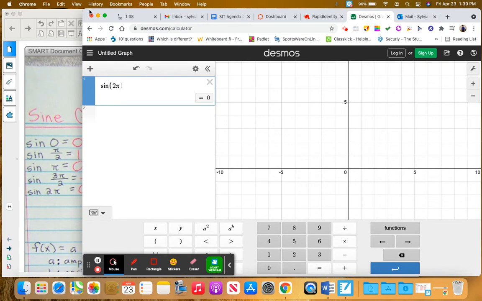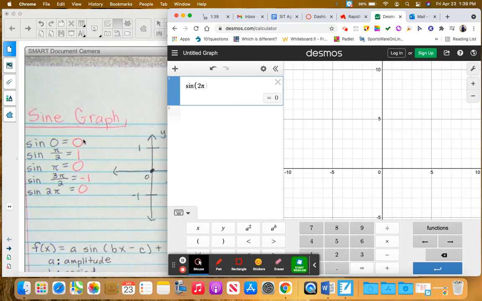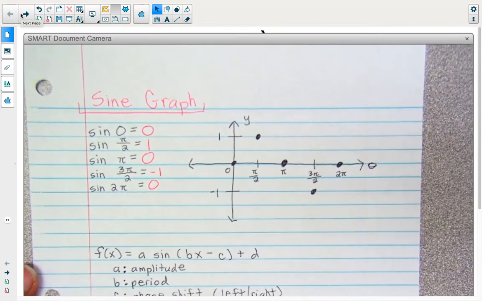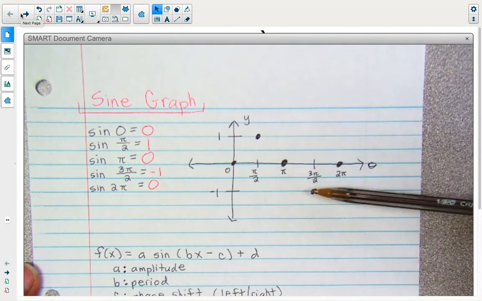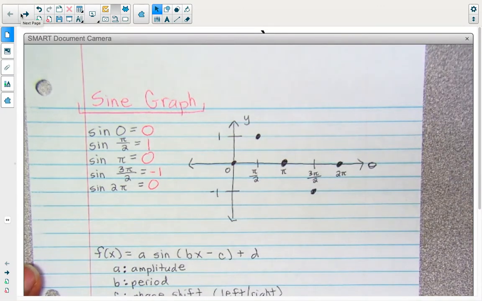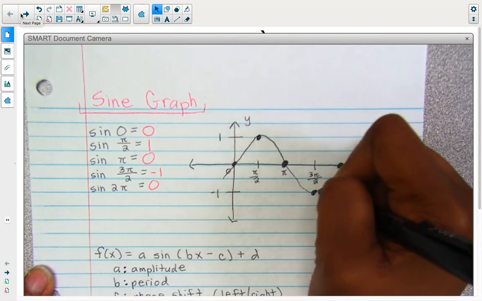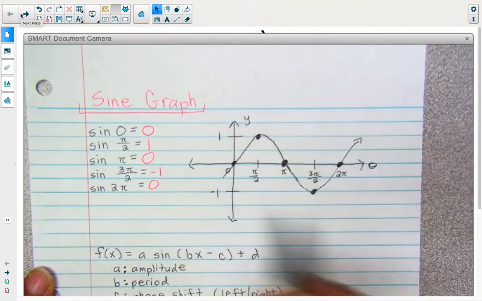So what I did, and let me shrink this just a little bit so you can see my numbers here. I just took these numbers and I plotted them. I typed them in Desmos so we can get the exact values. We can get these by hand, but for the sake of time, we can use Desmos. So when I typed those values in, I got 0, 1, 0, -1, 0. So I've already plotted those: 0, 1, 0, -1, 0. I am going to connect these. And this is what the basic sine graph looks like.